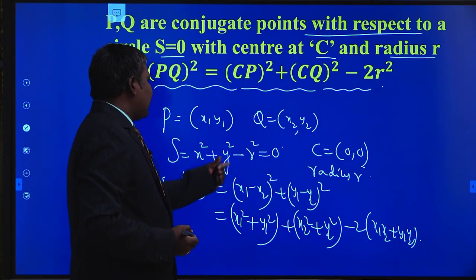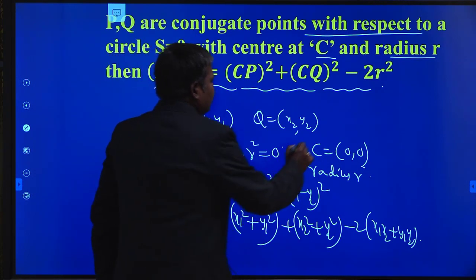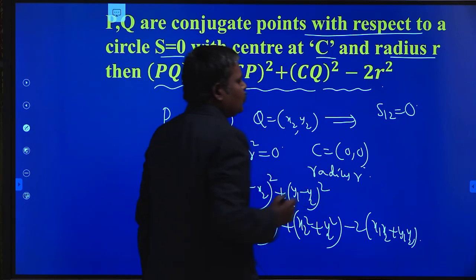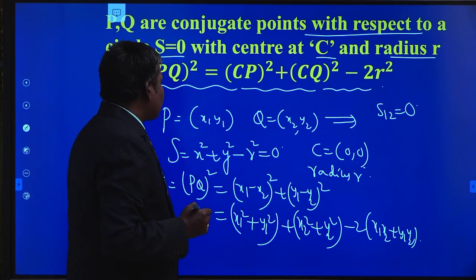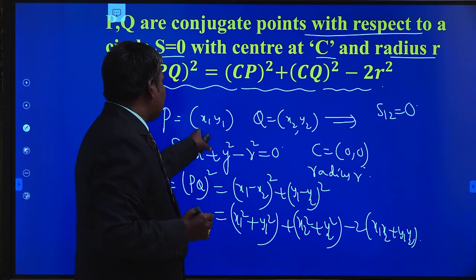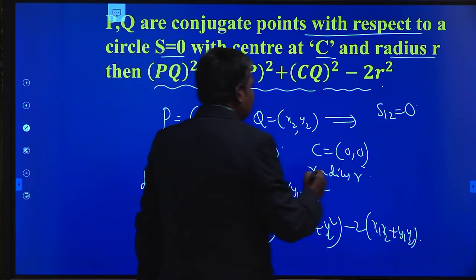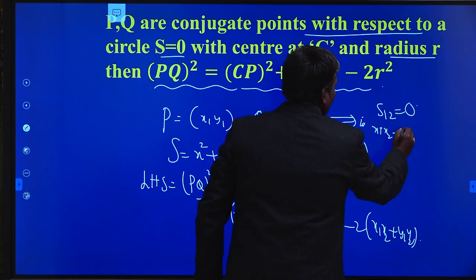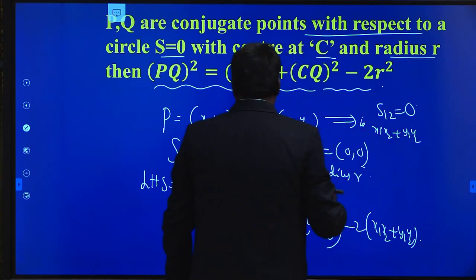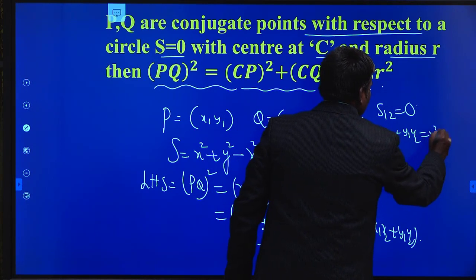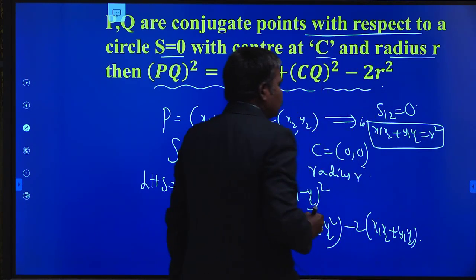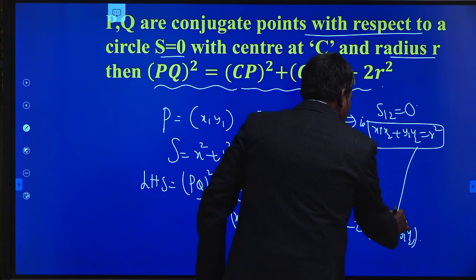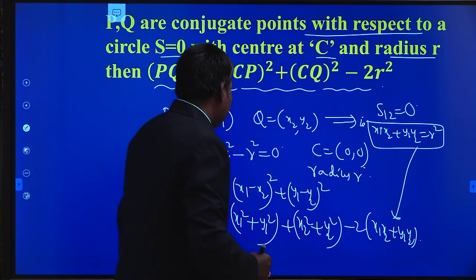Now these 2 points P, Q are conjugate points. Immediately we have the condition. What is that? S12 is equal to 0. Apply S12 for these 2 points to the circle. What we get? x1 x2 plus y1 y2 minus r square equal to 0. That is, x1 x2 plus y1 y2 is nothing but r square. You just replace the value of x1 x2 plus y1 y2 here itself.